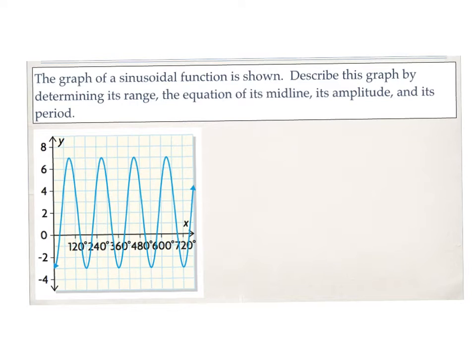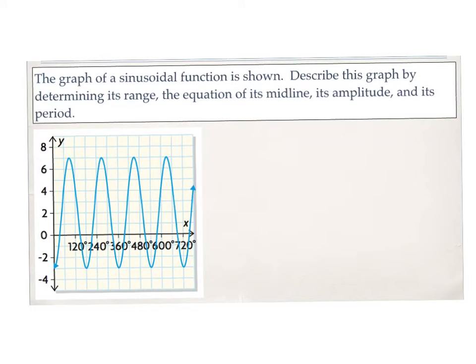The graph of a sinusoidal function is shown below. This is a sinusoidal function. Again, that's just another word for periodic. Describe the graph by determining its range, the equation of its midline, its amplitude, and its period. So we need to find 4 different things there. Now the range means range the same way that we've seen range used in other parts of this course.